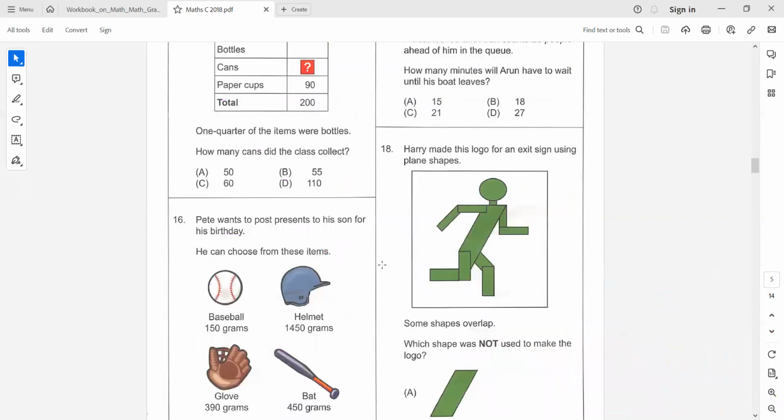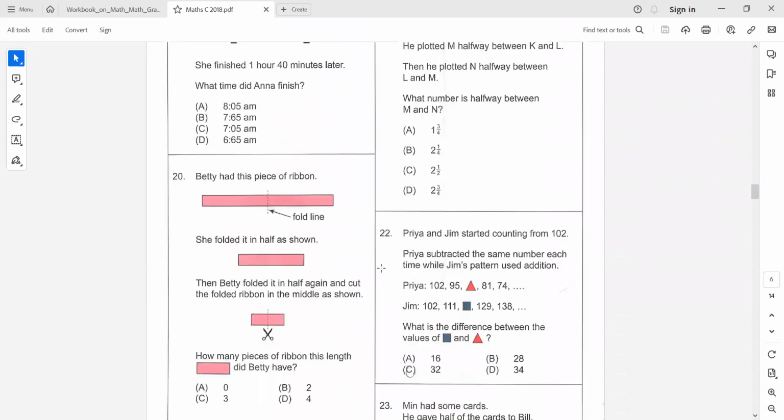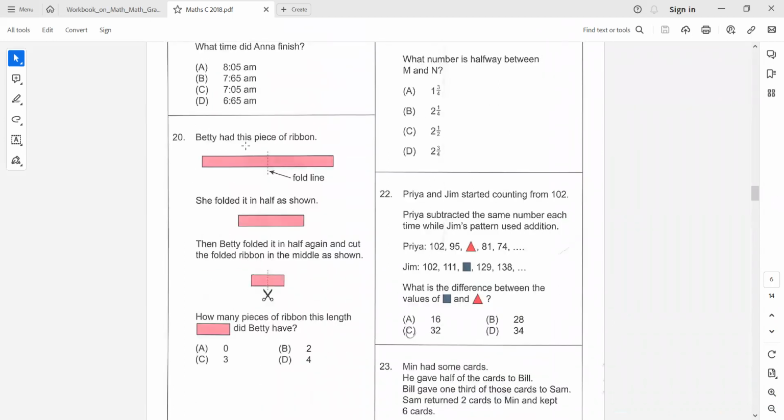The next one was 20. Okay, Betty had a piece of ribbon and she folded it in half. Folding line is half. Then she folded again in half, and Betty folded again in half. And how many pieces of ribbon length did Betty have? Now this is length. Oh, now I thought it said how many pieces of ribbon will you have after.